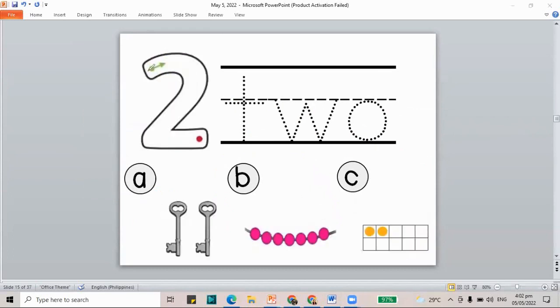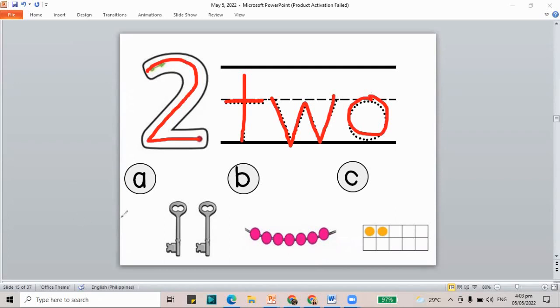When you make your 2, it's like a swan in a pond. Go and curve the top. Go down and slide, make a line. That's number 2. So this is like the head and the neck of your swan swimming down the pond. Number 2, T, W, and O. That's our word, two. And where are the pictures that show two?